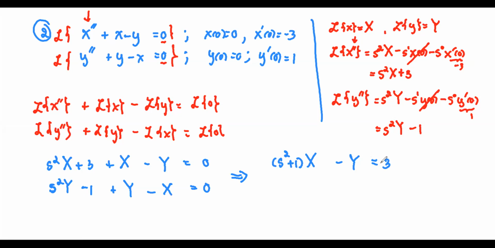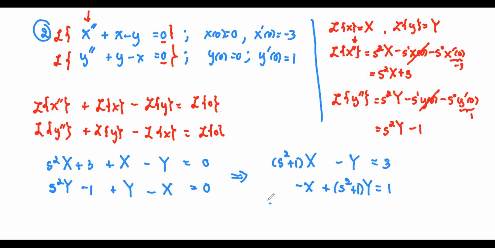And for the second equation, since typically we put X first, we put negative X here. And then the coefficient of the uppercase Y is s squared plus 1 as well. The uppercase Y equals negative 1. So add 1 to both sides, so the right hand side becomes 1.